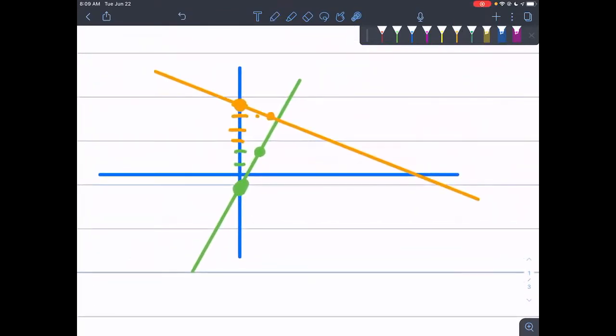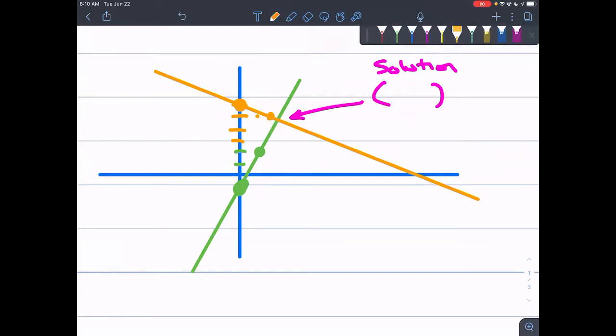Okay, and then you'll do all that. Your solution is just this point here. Just whatever that intersection point is there. And hopefully you can tell what that is.